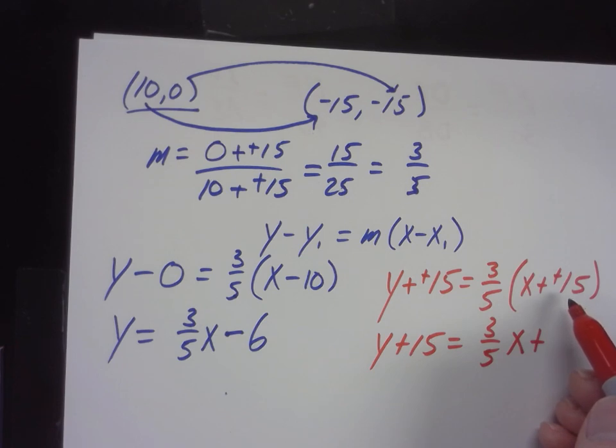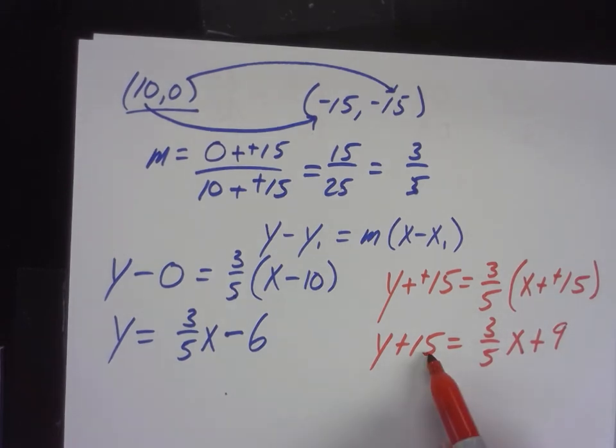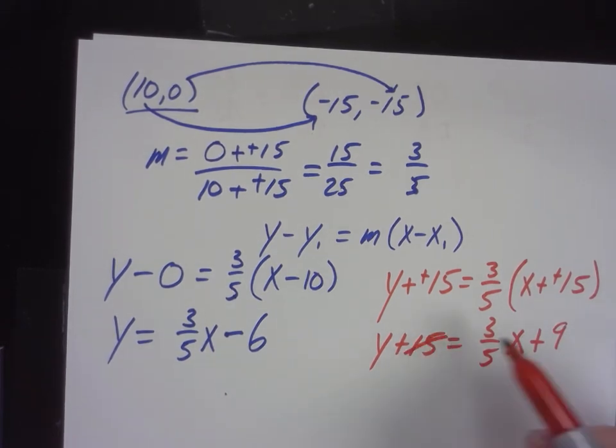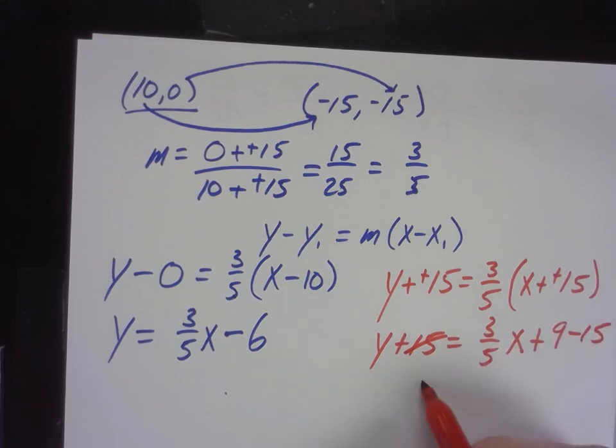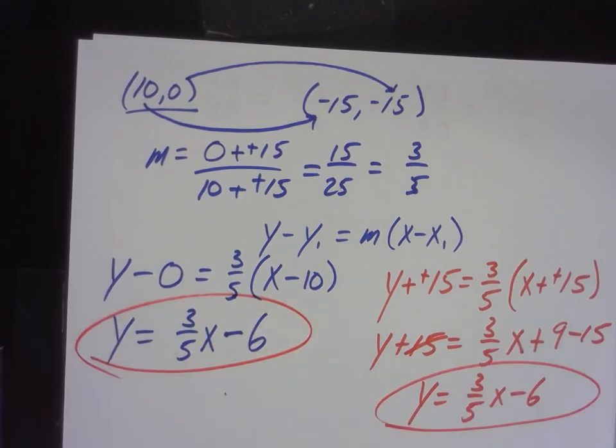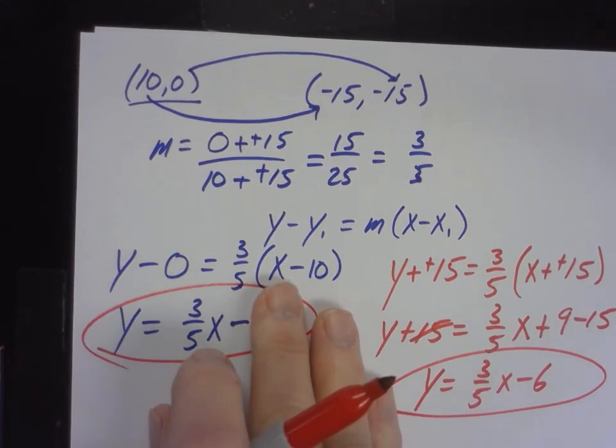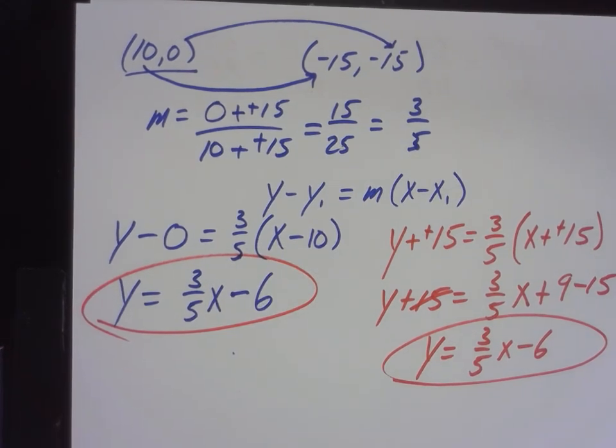I heard a yes, and I didn't hear any other yeses or see any other heads. No. It's 9. Okay, 9. And then can I get rid of this 15 right here? Yep. Subtract 15 from both sides. 9 subtract 15. Same equation. There we go. Same equation. Yeah, looks good.